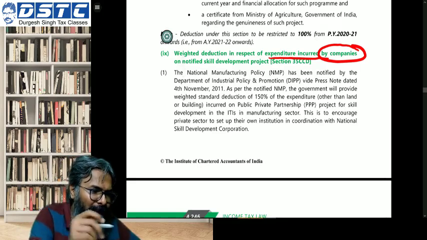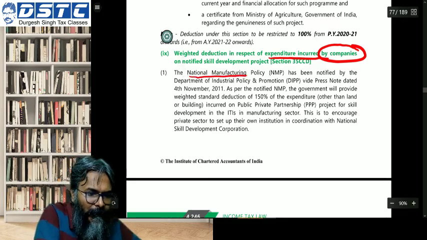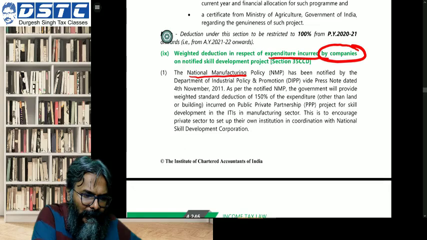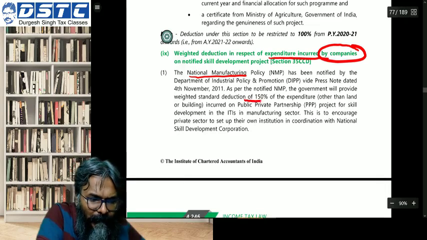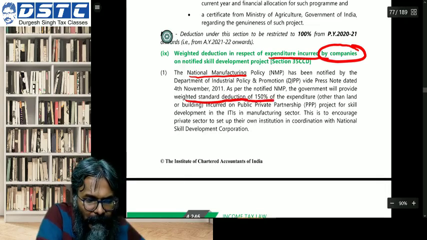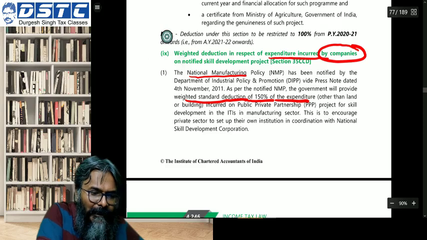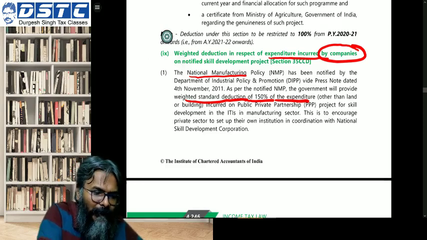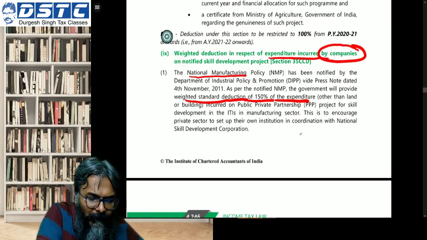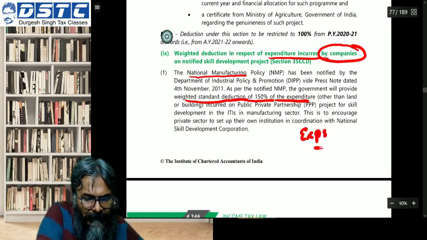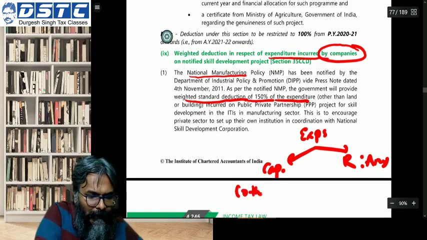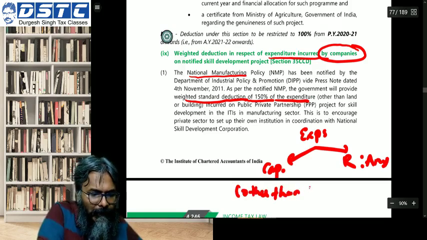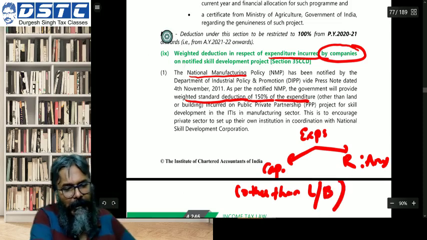So here students, the NMP, National Manufacturing Policy, has notified that there would be a skill development project. The government will provide how much? 150% weighted deduction of the expenditure, other than again land and building. So again students, the expenses, again the same thing. Revenue, any. Capital would be other than land or building. Other than land or building.